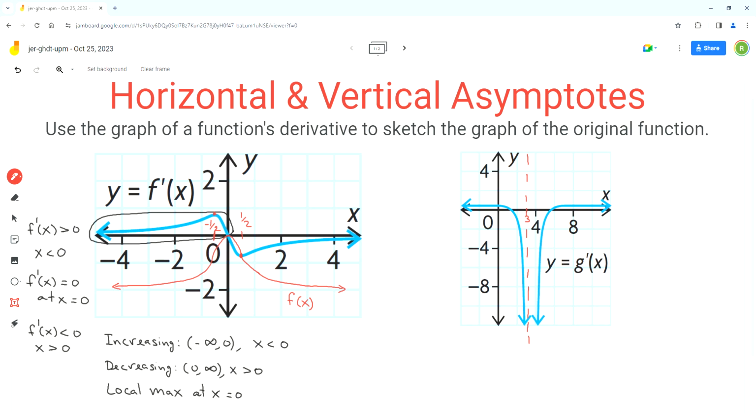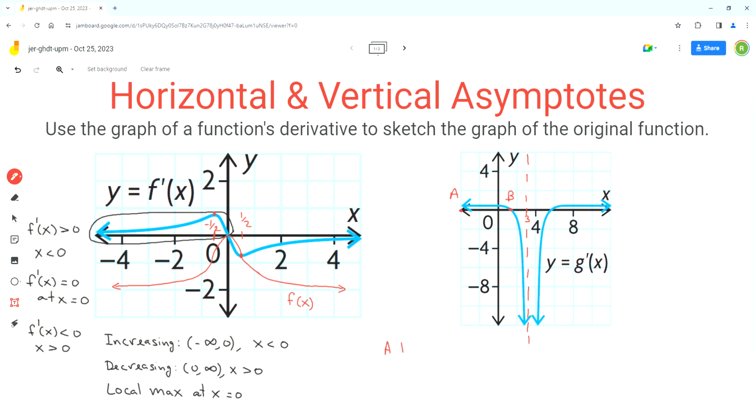Now to the left side of the vertical asymptote, a part of the graph is above the x-axis and the rest of it is below the x-axis. So we can break up the x-axis into different parts to analyze this graph. So from A to B on the x-axis, prime of g at x is above the x-axis.